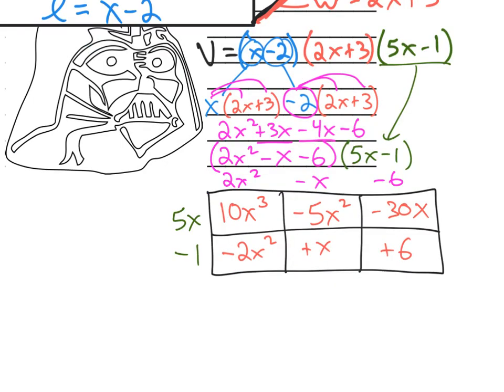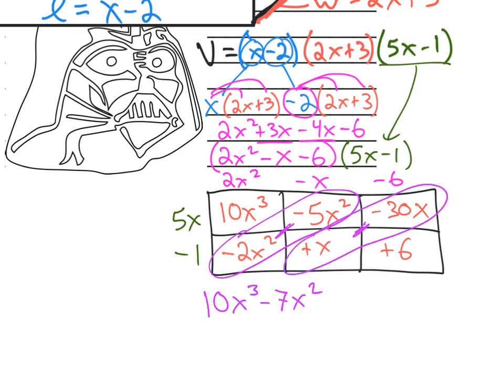All right, now we're going to collect all of our like terms. We know the like term for the first one is 10x to the third. But we do have these diagonals that are like terms. So negative 2x squared plus negative 5x squared now becomes negative 7x squared. Our next set of diagonals here are like terms. Positive 1x and negative 30x is negative 29x. And our last term is plus 6.